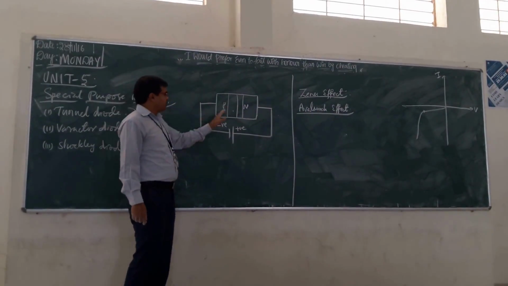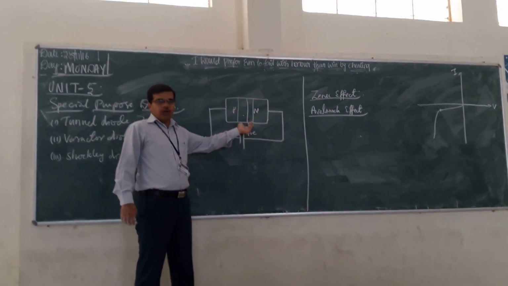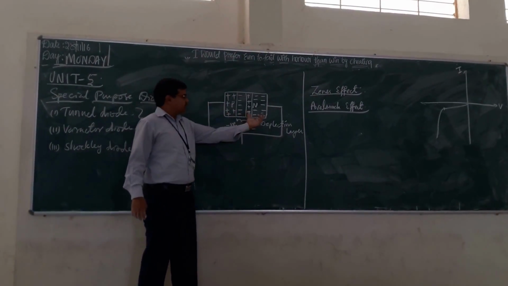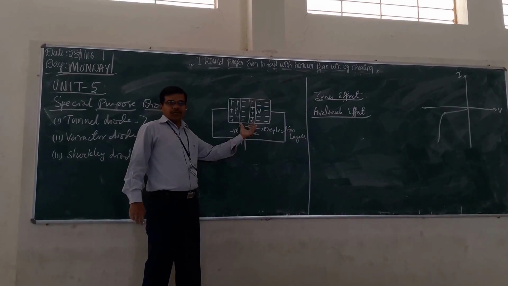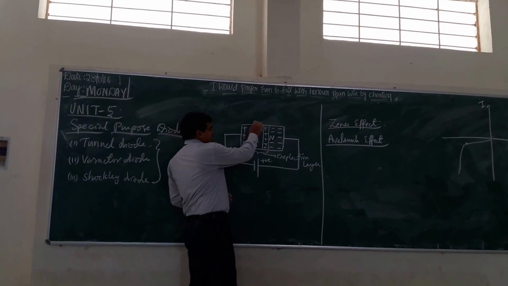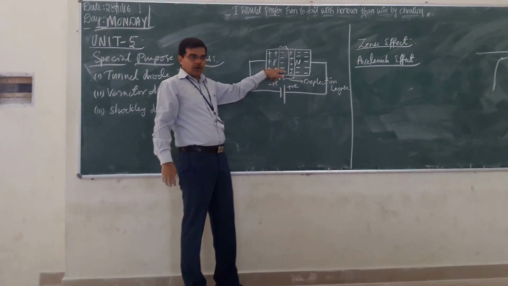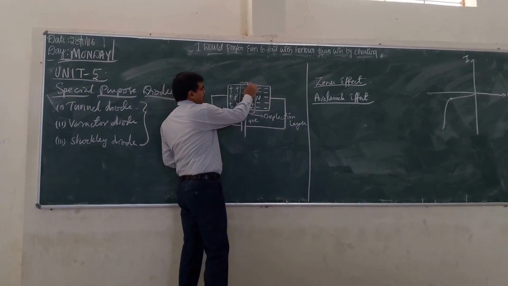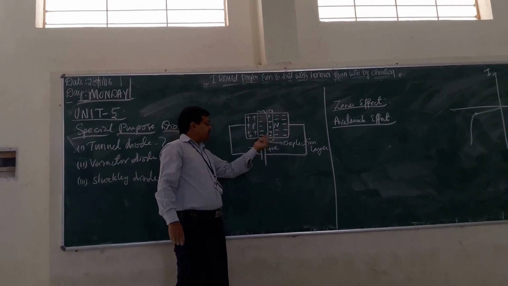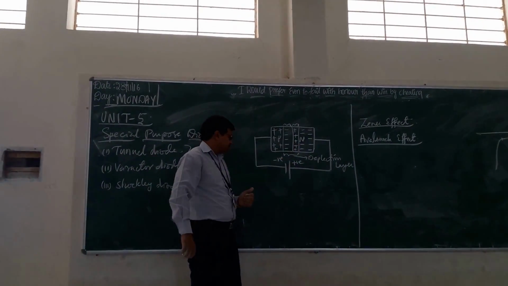So here you have p-type material and n-type material. Between them you have what is called the depletion layer. This is the p-type material, this is the n-type material, and this is the depletion layer. In the depletion layer, towards the p-type you have the free electrons, and towards the n-type you have holes. The free electrons and holes in the depletion layer are reversed.